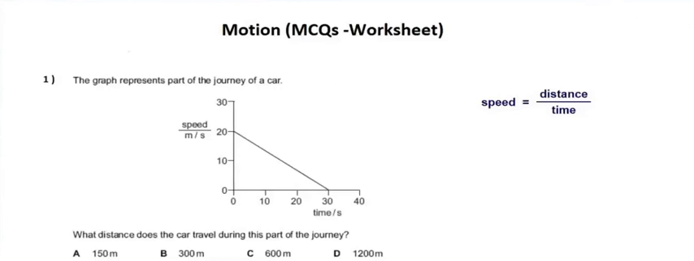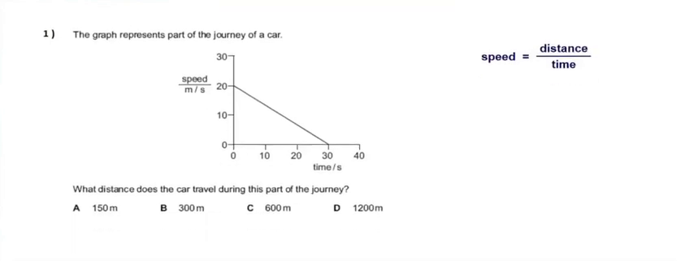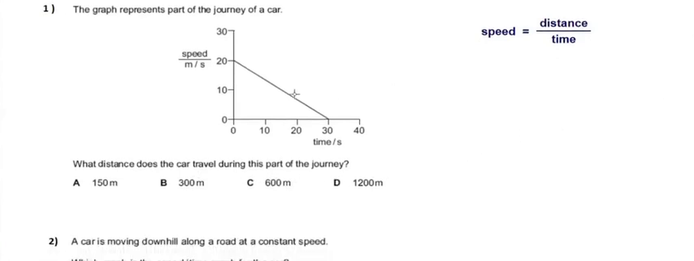Now we will see the MCQs in the motion worksheet. So you can see here problem number 1. The graph represents part of the journey of a car, and what distance does the car travel during this part of the journey? This is the speed-time graph. On the y-axis we have speed in meters per second. On the x-axis we have time in seconds.